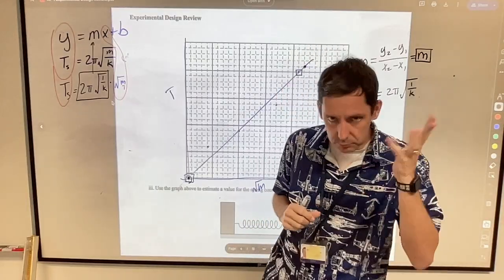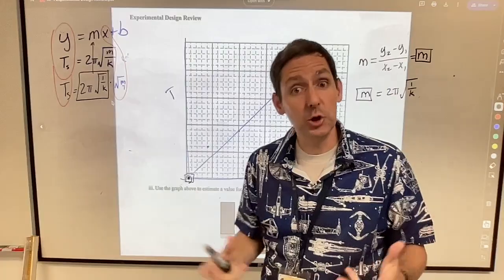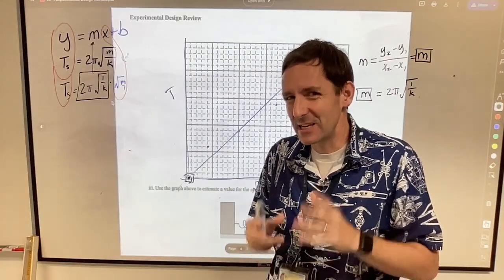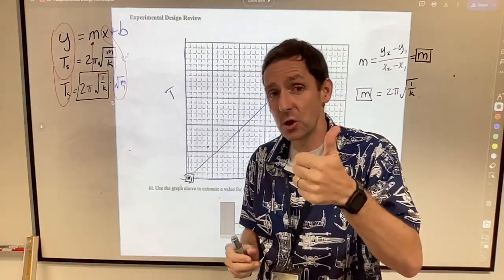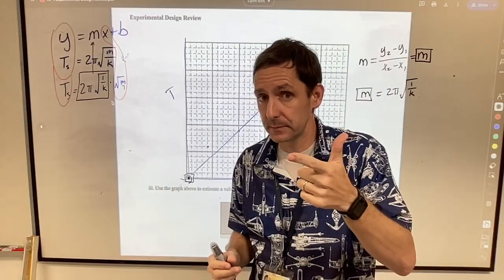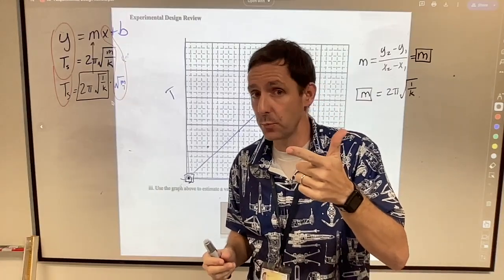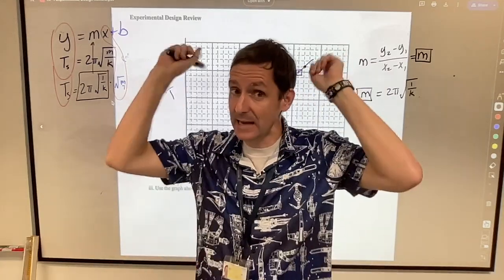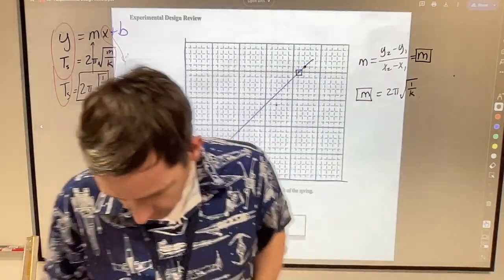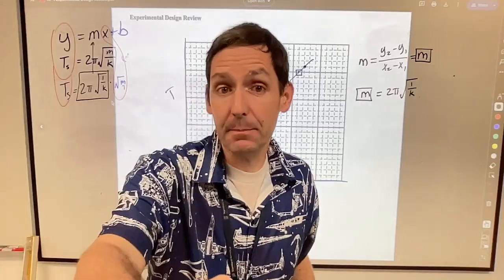Just remember these things about using the graph. If it says use the graph, slope or y-intercept, don't just pick points and use the points. That's not using your graph. That's using the data table. All right. I'm going to skip.